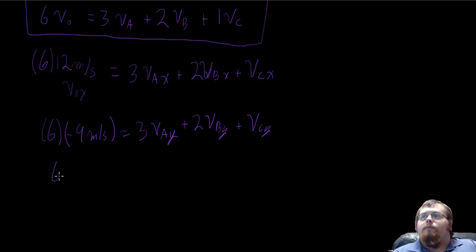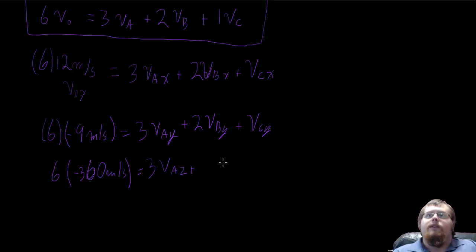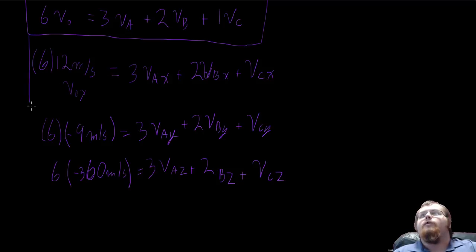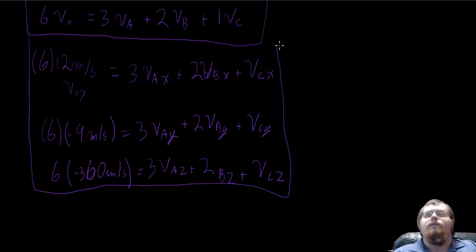And then lastly, we'll be working in the Z direction. So we have 6 times negative 360, there we go, meters per second. It's going to be equal to 3 VAZ plus 2 VBZ plus VCZ. Oh, there I went again. I was transcribing the equation above and ended up putting the wrong subscripts. And so then we have these equations here, which give us 3 equations, 3 unknowns.